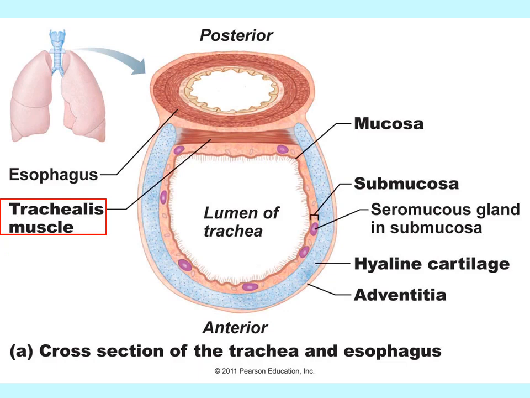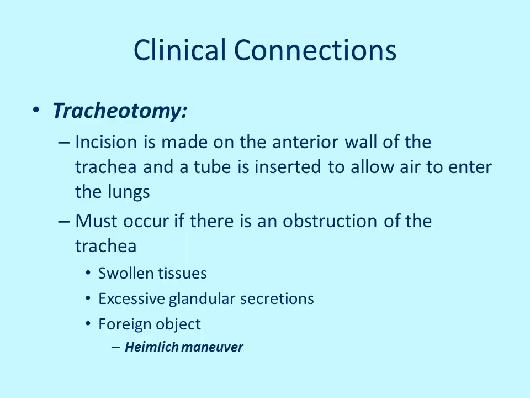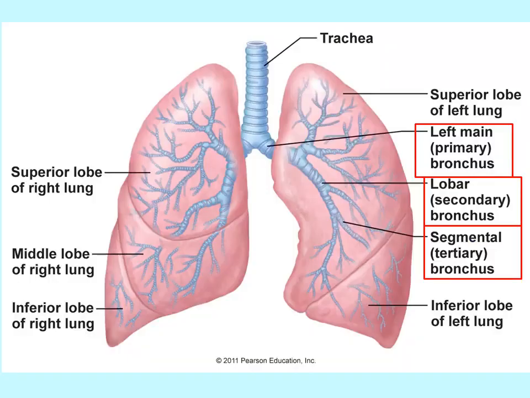This is a cross-section of the trachea and the esophagus. As I mentioned, the trachea is anterior or in front of the esophagus. The tracheotomy is an incision that would be made into the anterior wall of the trachea, and then you insert a tube in. This would allow air to enter the lungs if there is a blockage of the trachea. Now, what is causing the obstruction? It could be due to swollen tissues. It could be due to a foreign object that has been ingested.